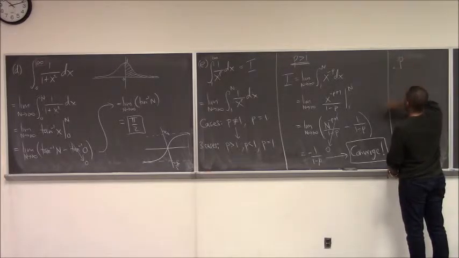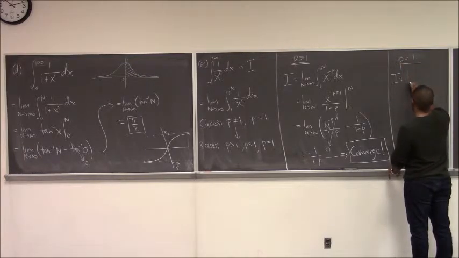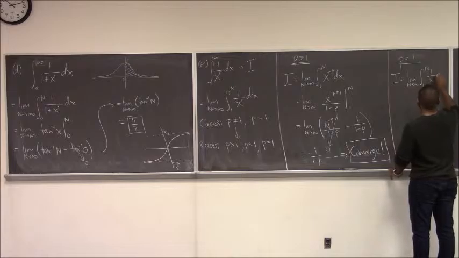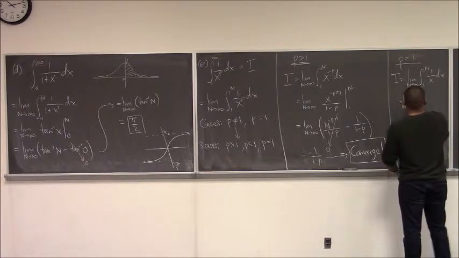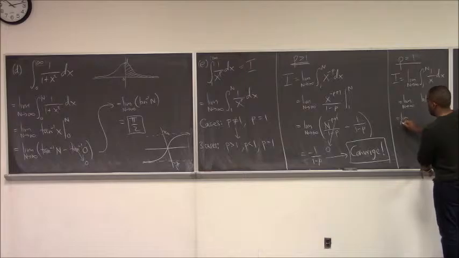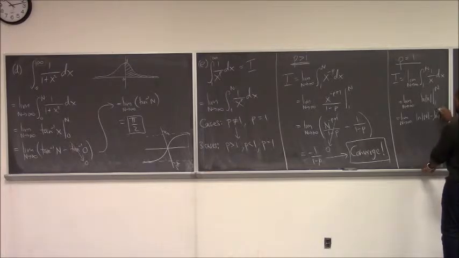What about p equals 1? Well, if p equals 1, our I is going to be the limit as n approaches infinity of the integral from 1 to n of 1 over x dx. Integrate that. We would get ln of absolute value of x between 1 and n. This is going to be ln of n minus ln of 1, which of course goes to 0.